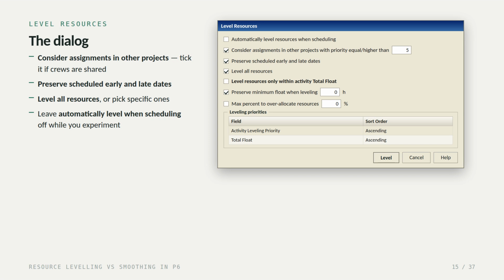Consider assignments in other projects. Tick this if your crews are shared across a portfolio, because otherwise P6 pretends the whole workforce is yours alone. Preserve scheduled early and late dates. Level all resources, or untick it and pick specific ones. And leave automatically level resources when scheduling switched off while you're experimenting, or you'll never know which change caused what.